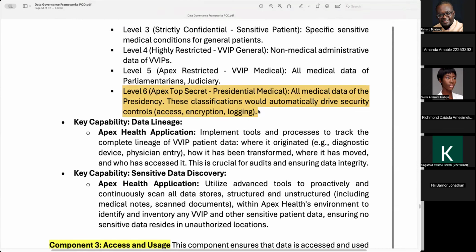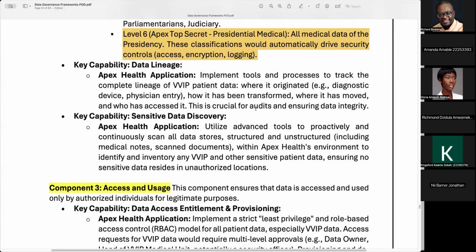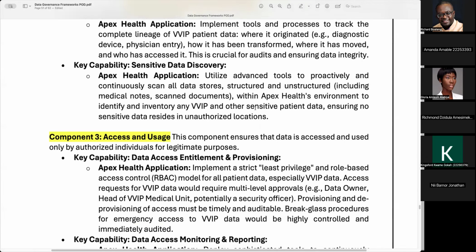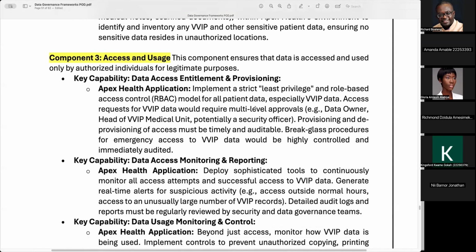And sensitive data discovery capabilities are essential, using advanced tools to continuously scan all potential data stores, structured databases, unstructured file shares, email systems to accurately identify and inventory all instances of VVIP and other sensitive data, ensuring none exist in unauthorized or unprotected locations. Access and usage controls sound like they'd be extremely stringent under CDMC. Absolutely paramount and very granular.